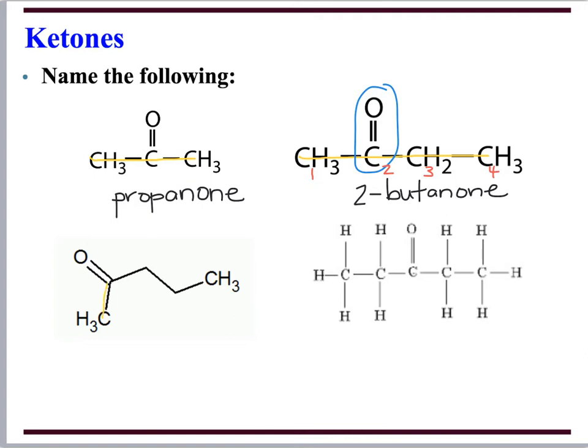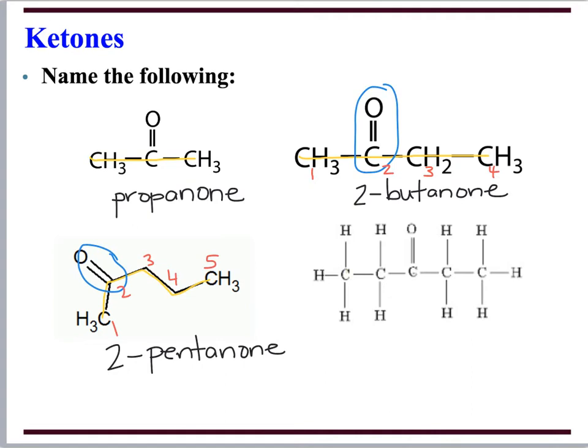Okay? Looking down at the bottom here, again, count your carbons. 1, 2, 3, 4, 5. So 5 carbon chain is pent. Again, I'm still looking at that C double bond O group. So now what carbon is it on? It's actually on carbon number 2 again, so it's 2-pentanone.